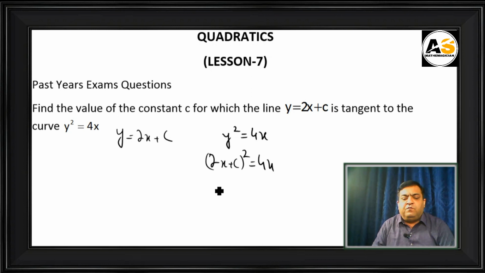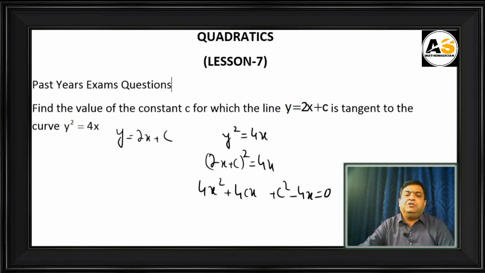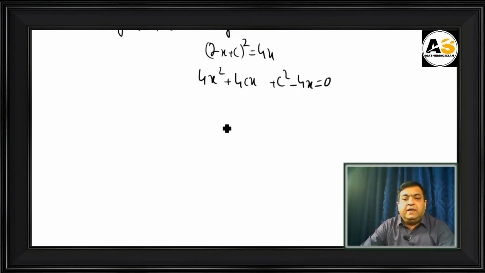Now we will formulate a quadratic equation in x. In order for the line to be tangent to the curve, this quadratic equation must give us only one solution. For that, we will put its discriminant equal to 0. Let me rearrange this: 4x square plus 4 times c minus 1 into x plus c square is equal to 0.